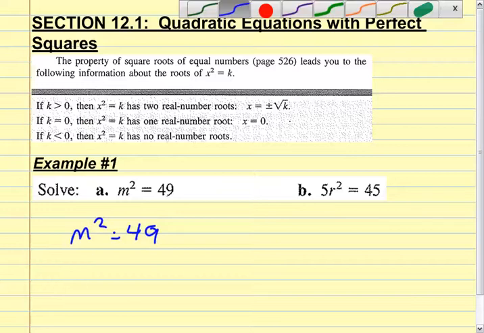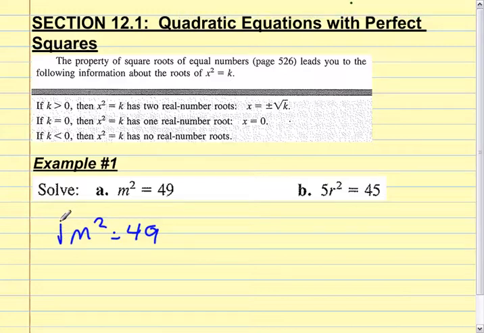So let's look at this. I don't want to know what m squared is. I want to know what m is. So I'm going to take the square root of this side and the square root of that side. I'm going to get m is equal to positive 7 and negative 7, because if m is positive 7, then positive 7 times positive 7 gives me 49. If m is negative 7, then negative 7 times negative 7 gives me positive 49.